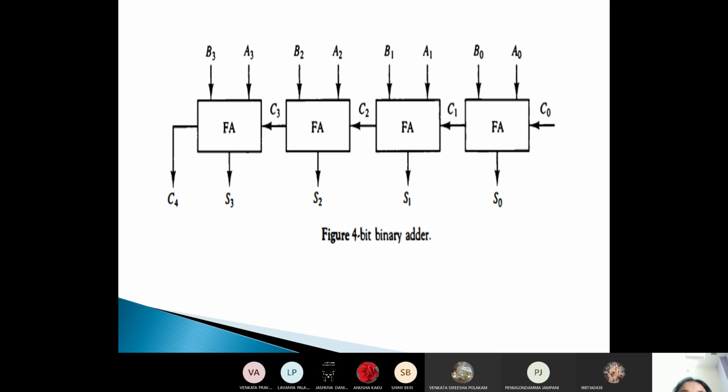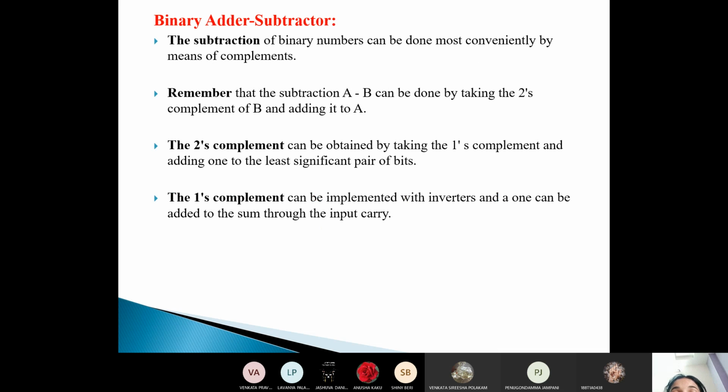Next, this is the 4-bit binary adder. What is meant by FA? FA is a full adder, and we have the carries C0, C1, C2, C3, and C4. The inputs are A3, B3, A2, B2, and so on, and the outputs are S3, S2, S1, and S0. This is the diagram.